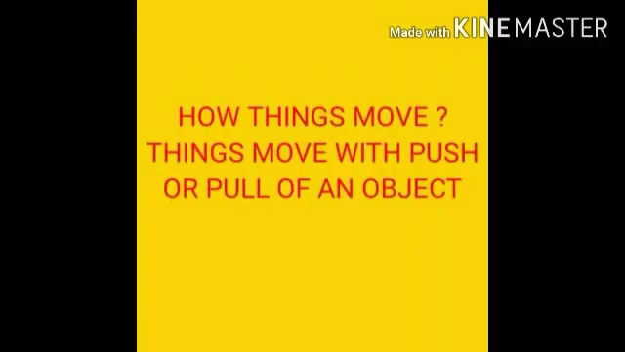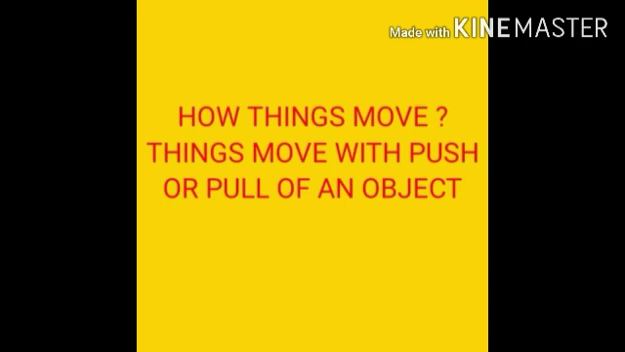Next, we'll see how things are moving. Things move with a push or pull of an object. For example, when we kick a ball, it moves. When we push the book on the table, it also moves. When a bullock pulls a cart, it moves. So, motion occurs when the object is pulled or pushed by an agency.